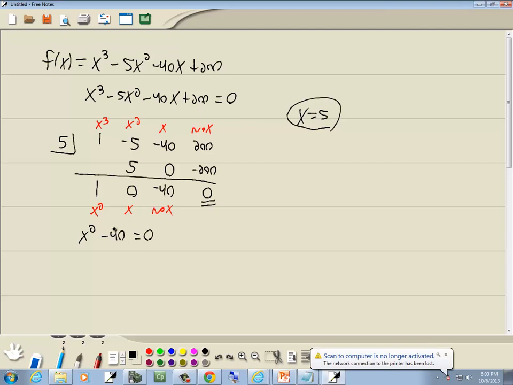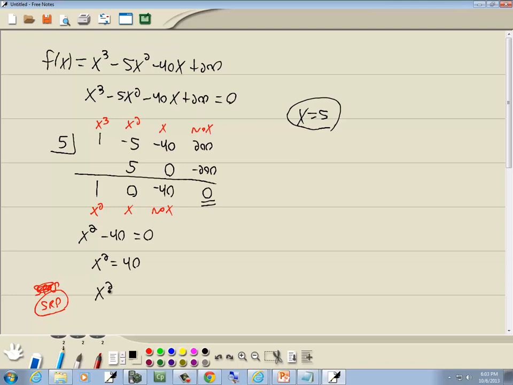Now, whenever you're missing your middle term, there's no x part, then square root property is your best way to go. So I'll take -40, move to the right side, and it becomes a +40. Square root property. Square root property says if you've got something squared equal to something else, you drop your squared, and you put a plus or minus square root around the other side. So again, drop your squared, put a plus or minus square root around the other side.